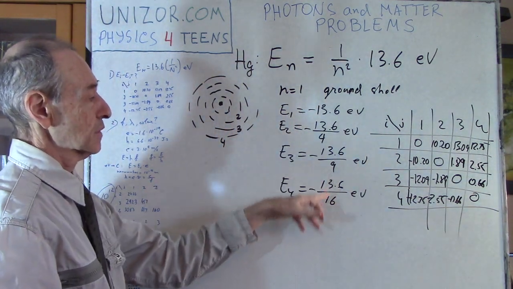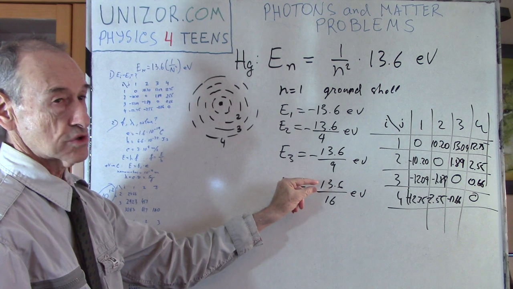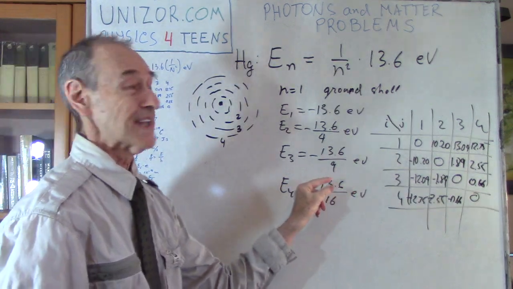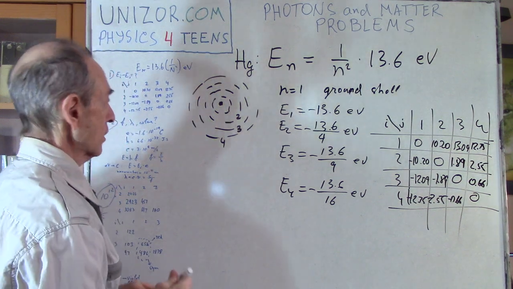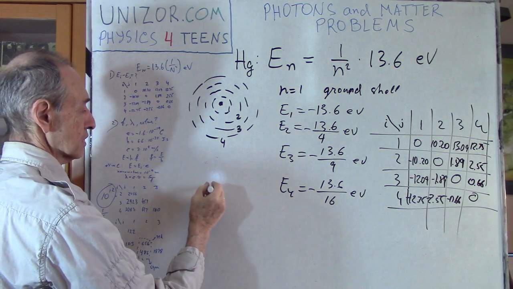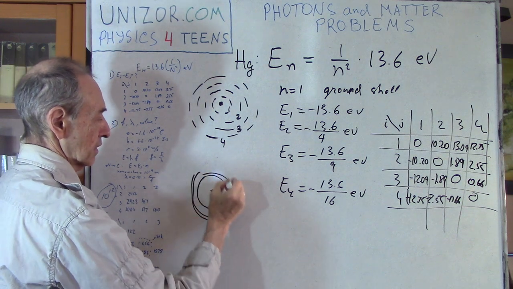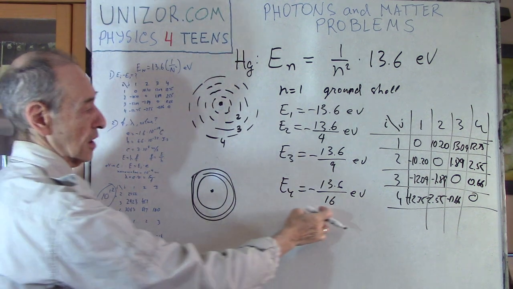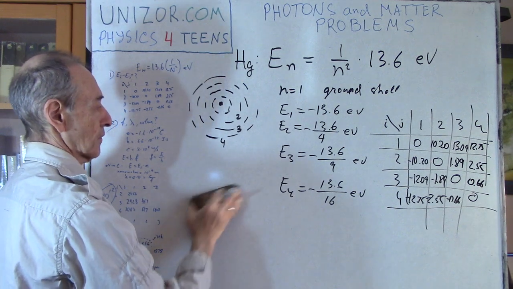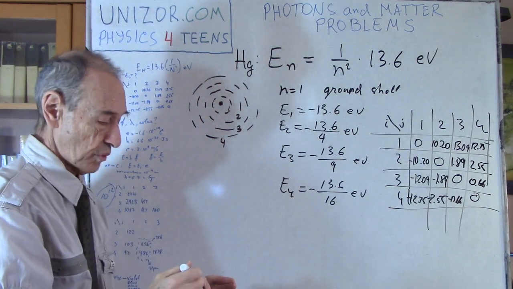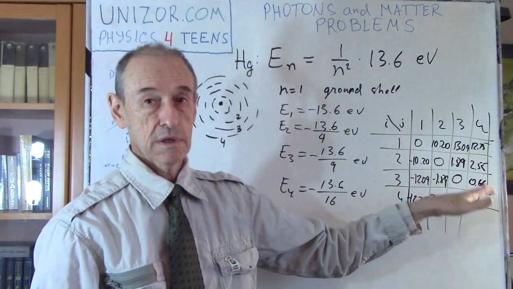Well, obviously, because the denominator is increasing, and the difference between these two is obviously decreasing as well. So the difference is significant. So this is not proportional. If I wanted to do it proportionally, it would be like this. This would be the first level, this would be the second level, and this would be the third level. So you see the difference is closer and closer, because the denominator is growing proportionally to n squared. So this is basically my first problem. I have determined the differences between the energy levels of shells.